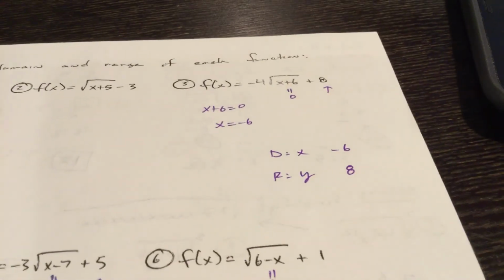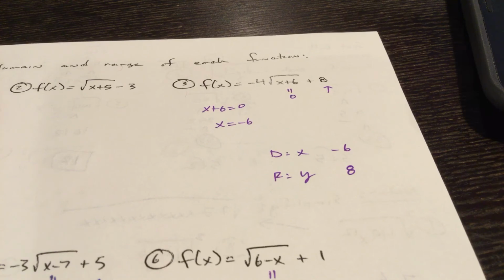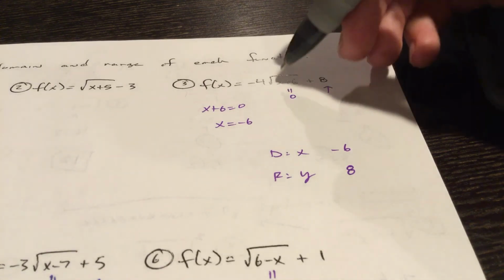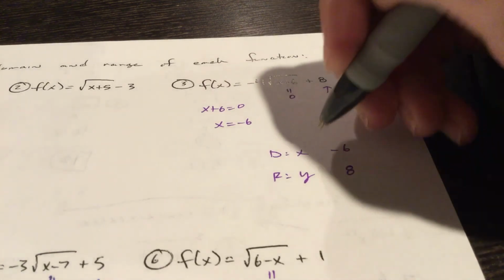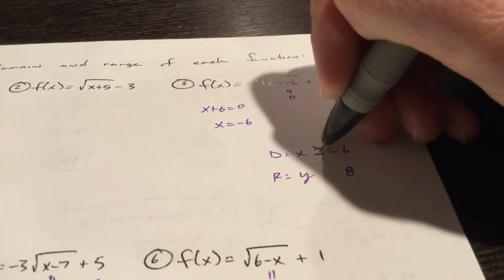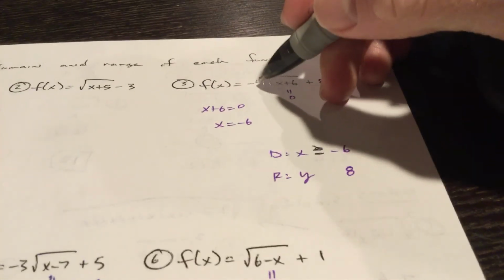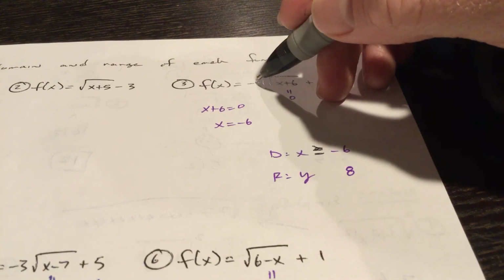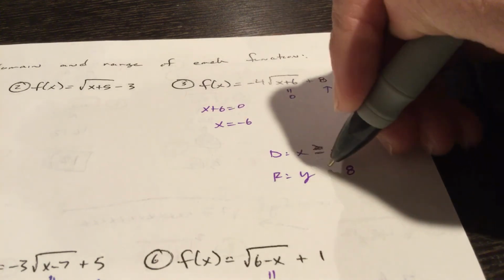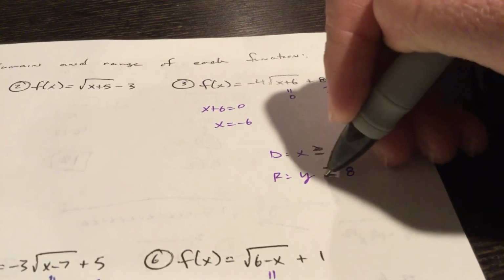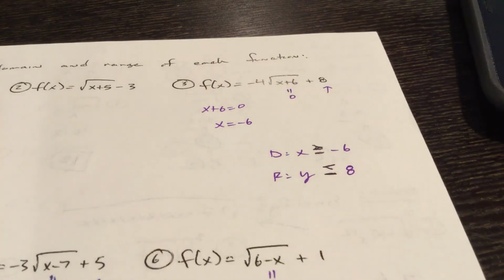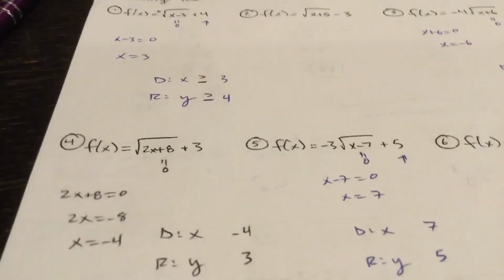Number 3, set x plus 6 equal to 0. You get x is negative 6. This is a positive x on the inside of the root, so it's x greater than or equal to negative 6. This is a negative square root function, negative square root of x, so the range is y less than or equal to 8. And then I'll do 4, 5, and 6 with you.